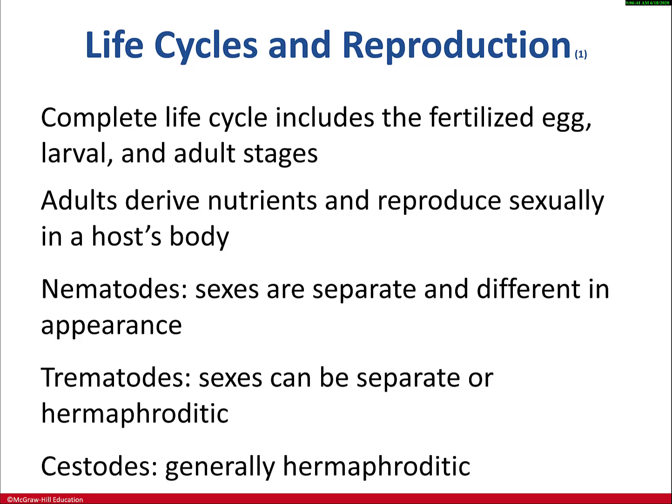Life cycles and reproduction. Complete life cycles include fertilized egg, larva, and adult stages, and they reproduce sexually in the host body. Nematodes' sexes are separate and different in appearance. Trematodes can be hermaphroditic, and cestodes are generally hermaphroditic, so that's kind of how we separate them based on reproduction. So a nematode, a trematode, and a cestode: the trematodes can be hermaphroditic, where cestodes are.